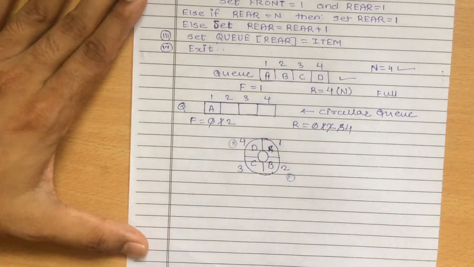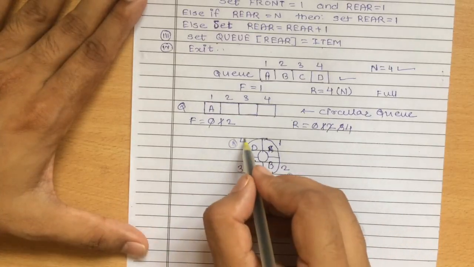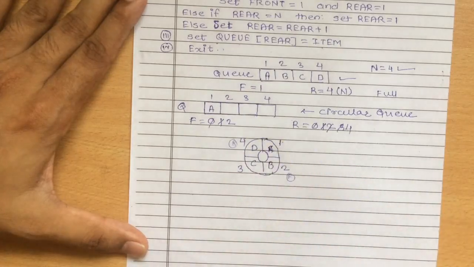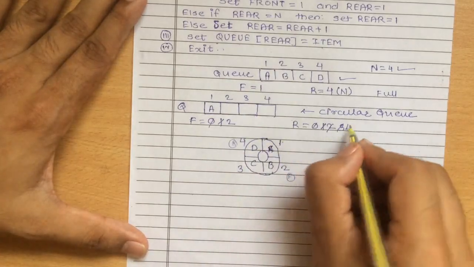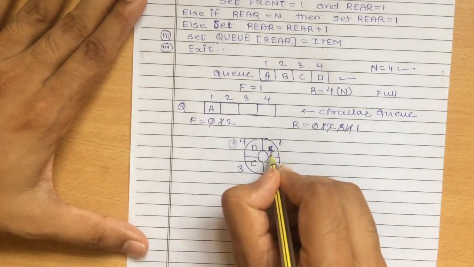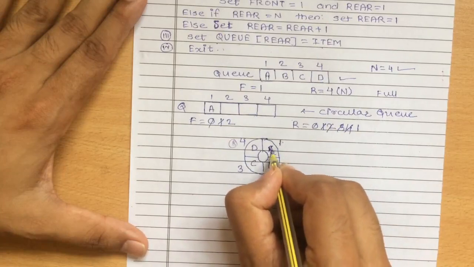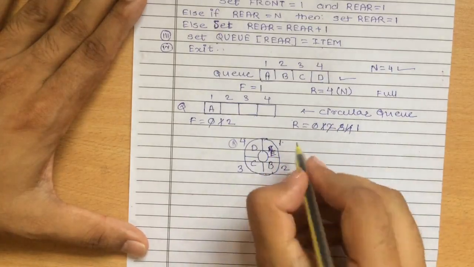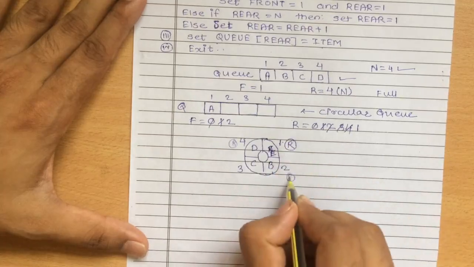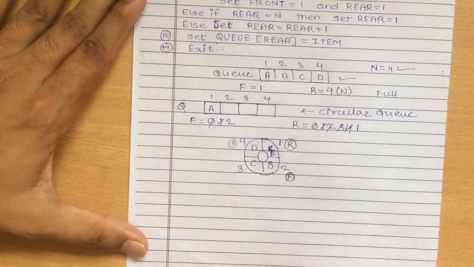Now I will add one more element in this queue. As this is a circular queue, after 4, what is there? 1. So what I have to do is point rear to the first location, and I will add one more element in this queue, that is E. In this case, my rear will point to the first location and front will point to the second location.